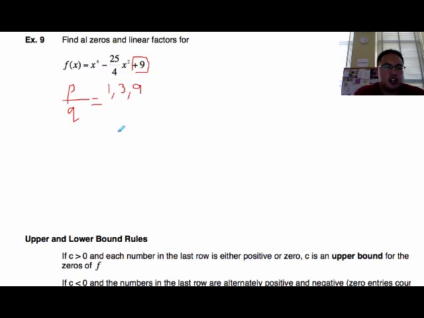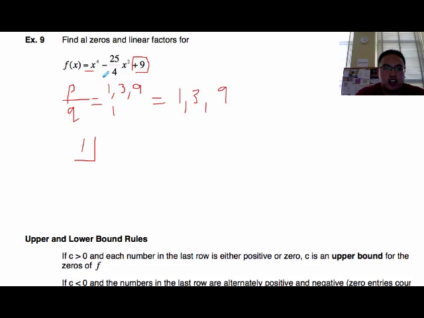Q is the factors of the first term. There's an invisible 1 here. What are all the factors of 1? Just 1. So 1 divided by 1, 3 divided by 1, 9 divided by 1. The 3 possible zeros are 1, 3, and 9. So it could be none of these, all of these, maybe one of them, two of them, but it can't be outside of these 3. So let's try 1.